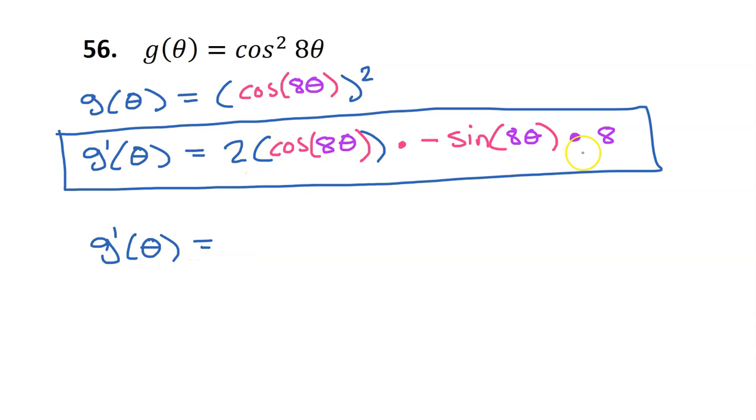So we've got 2 times 8, that's 16. See the negative there, so that'll be negative 16. What else? Then we've got cosine 8 theta and sine 8 theta.